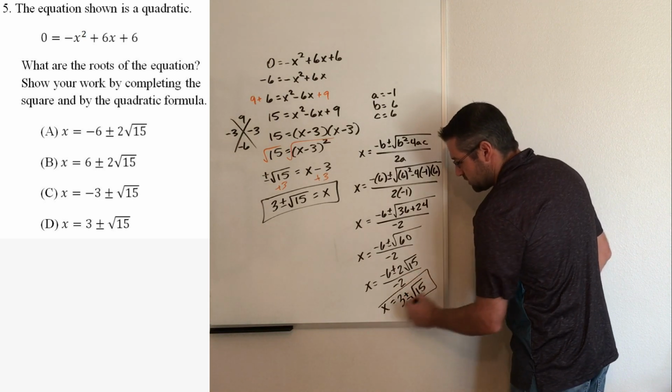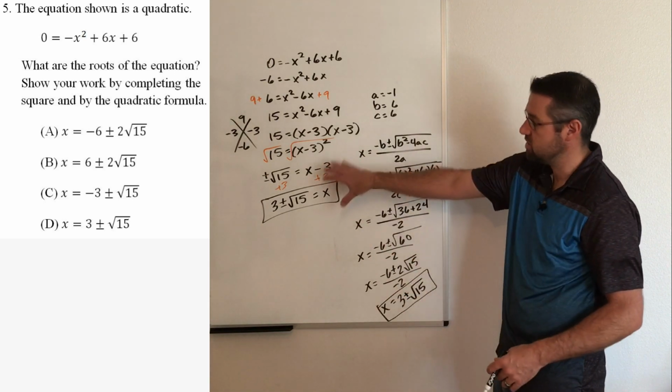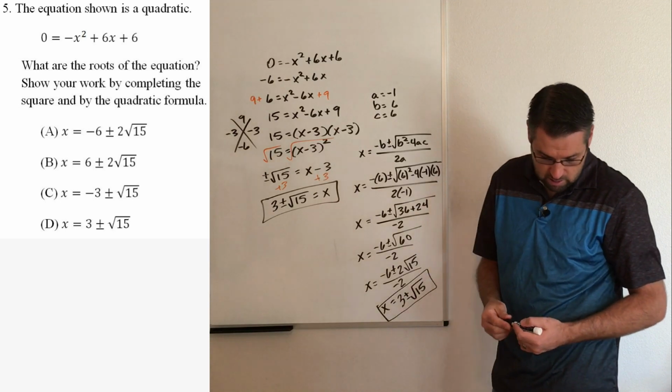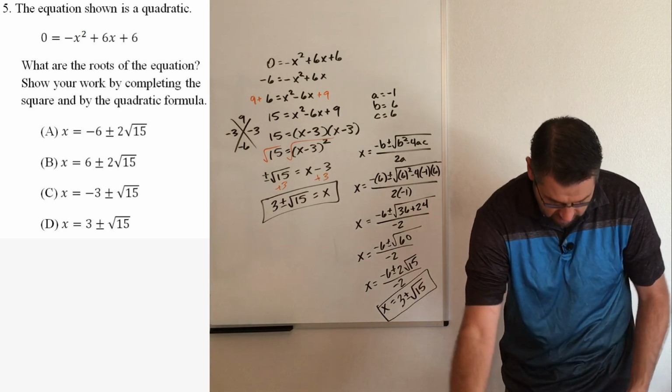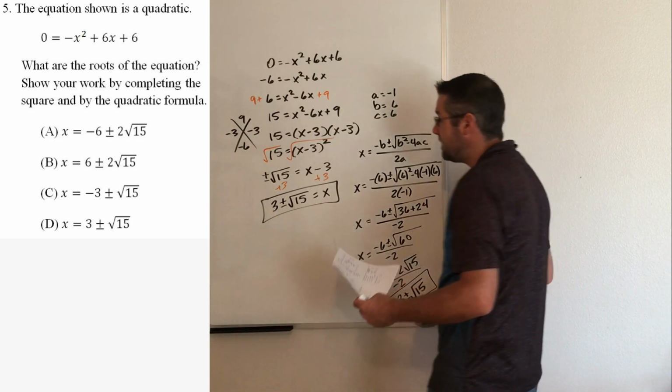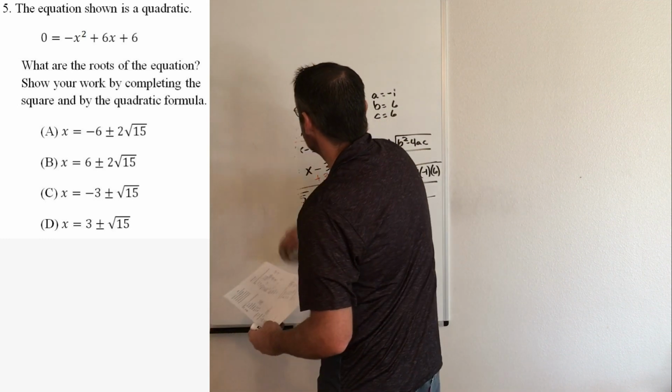So our answer is 3 plus or minus rad 15, which is exactly what I got in the original there. Okay, so that was the answer to number 5. I guess you'd say D on the multiple choice options.